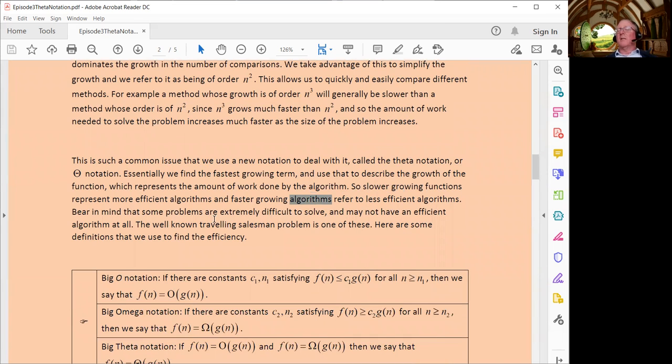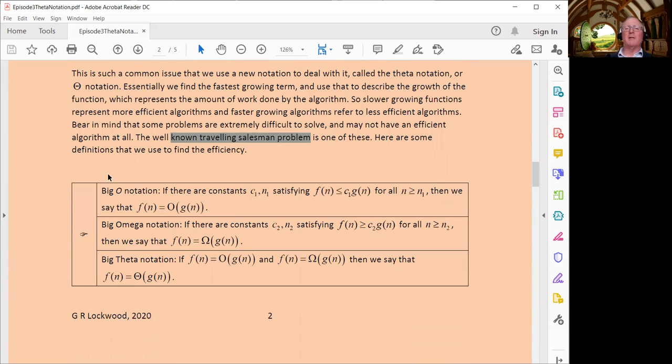Bearing in mind that some problems are actually extremely difficult to solve, and they may not have an efficient algorithm at all. For example, the well-known traveling salesman problem is one of these, which just doesn't have an efficient algorithm. Yeah, it's not impossible that there will be one day, but I have my doubts. So here are our definitions.